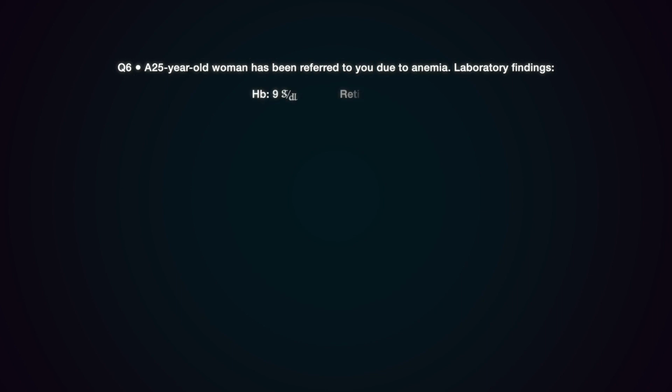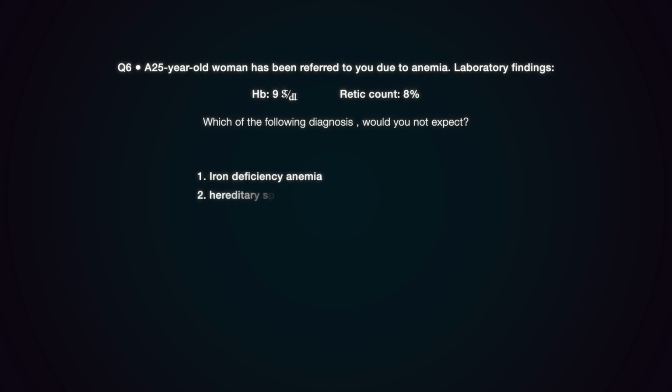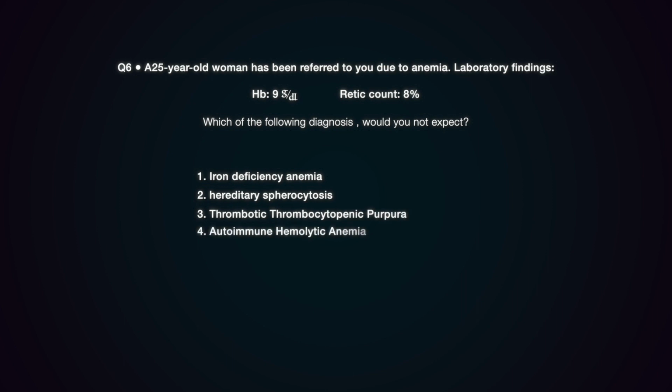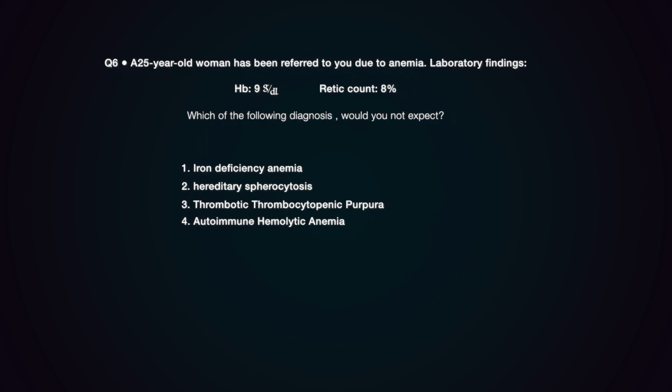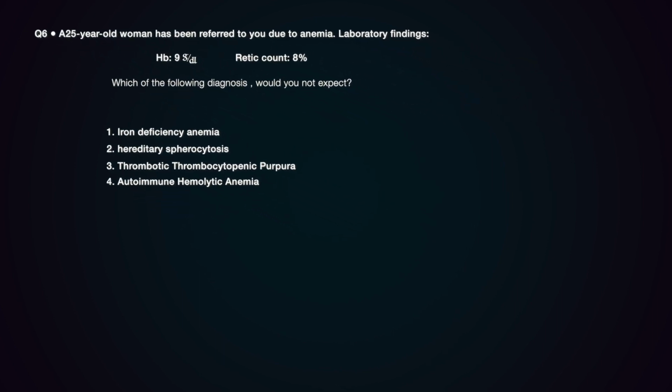Laboratory findings: hemoglobin of 9, reticulocyte count of 8%. Which of the following diagnoses would you not expect? 1. Iron deficiency anemia. 2. Hereditary spherocytosis. 3. Thrombotic thrombocytopenic purpura. 4. Autoimmune hemolytic anemia. So the patient obviously has anemia, hemoglobin of 9.